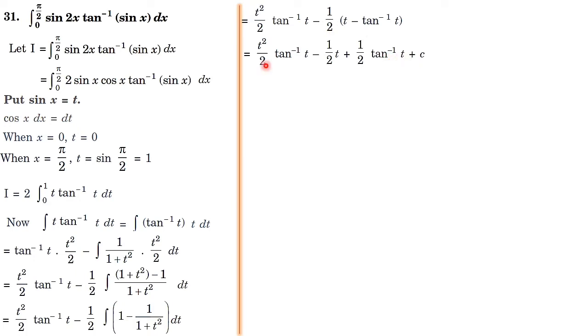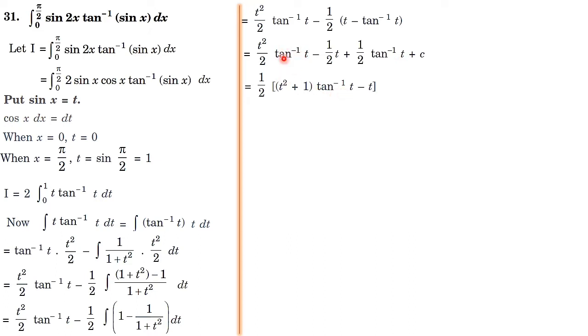Now when you check the denominators, 1 by 2 is there everywhere, so we can take 1 by 2 as a common factor. Again you see there are two terms which have tan inverse t as a common factor, so these two we can combine. 1 by 2 I have taken outside as a common factor for all the terms. Then for the first and third terms, tan inverse t is common, which I have taken outside.